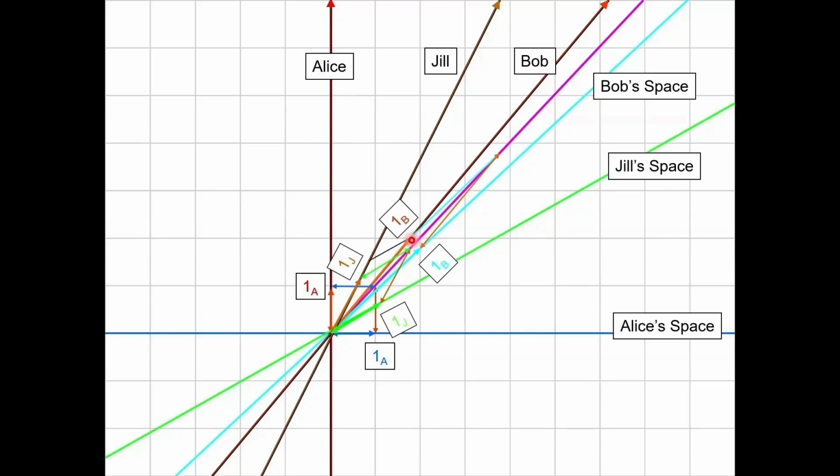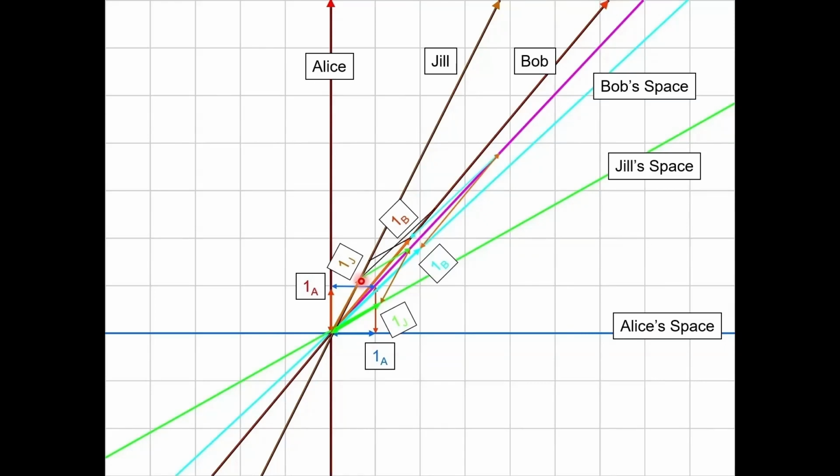So here we have 1 unit of time according to Bob, and we want to see what this means in Jill's time. So we go along a parallel line to Jill's space until we hit Jill's world line, and this point over here is how much time Jill sees is passing for 1 unit of time of Bob. And as you can see, it's bigger than 1 unit.